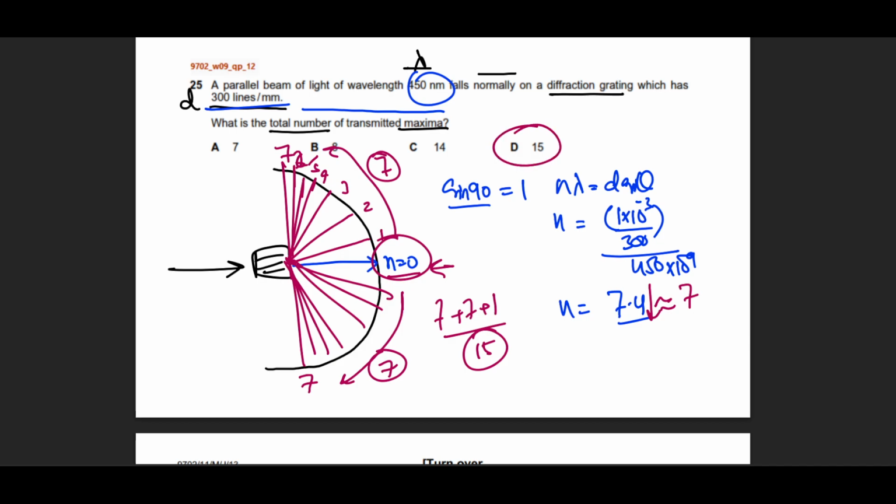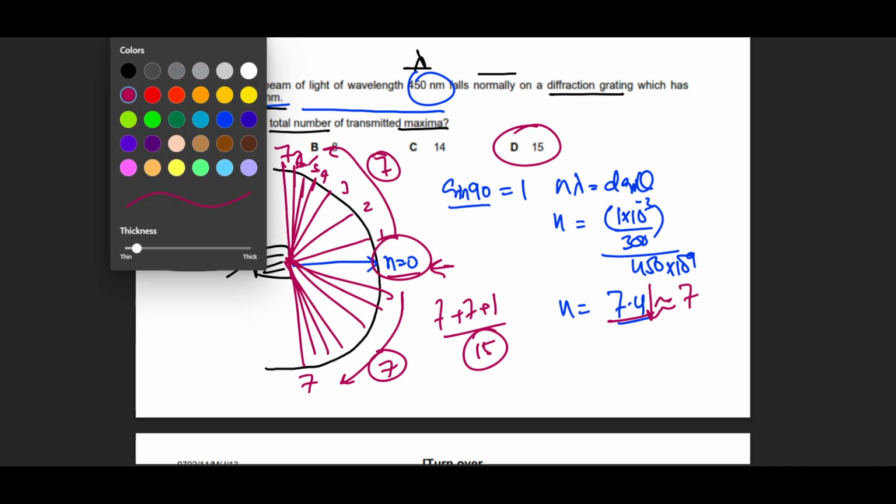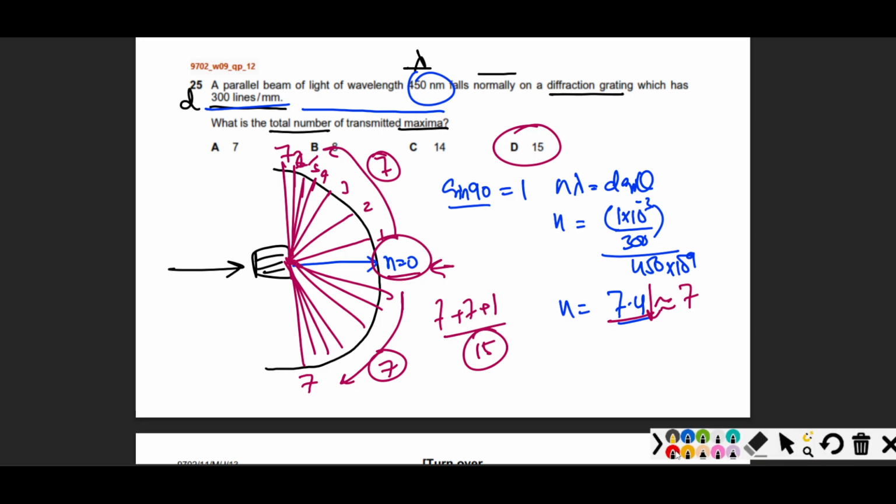Now, one more thing. We found 7.4. Let's rerun this example in reverse and try to do the question again. What's going to happen? Let's see what happens at 7. So this is n lambda equals d sine theta. I want to find the angle. If this n is 7, what will be the angle from the center?